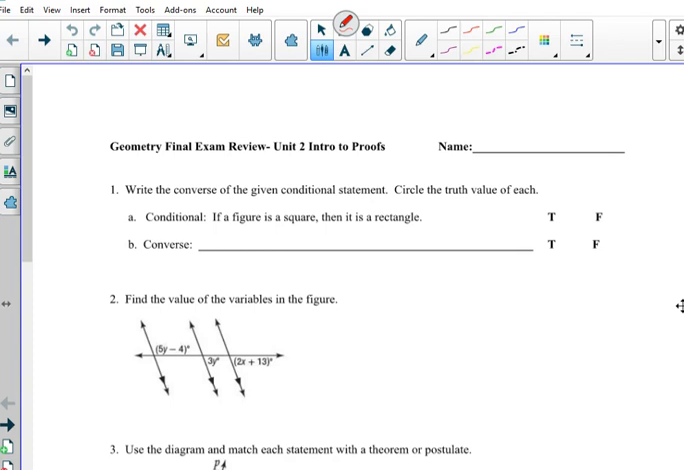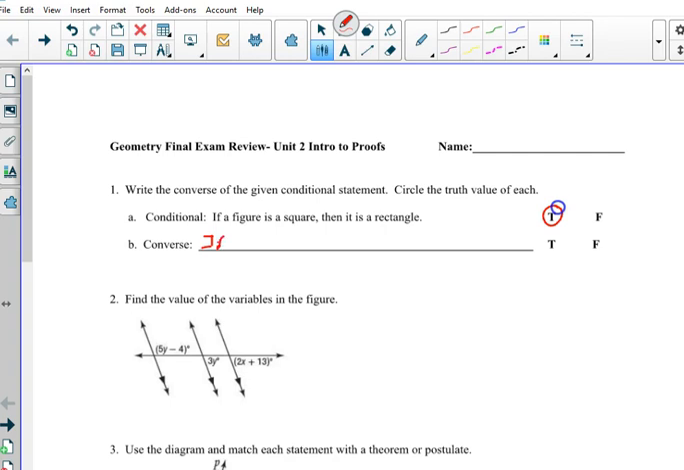So, write the converse of the given conditional statement. A conditional statement is an if-then statement. First off, we say true or false. If a figure is a square, then it's a rectangle. That is true, because to be a rectangle, you need to have 4 90-degree angles and opposite sides equal. A square has that. The converse is when you switch these two.